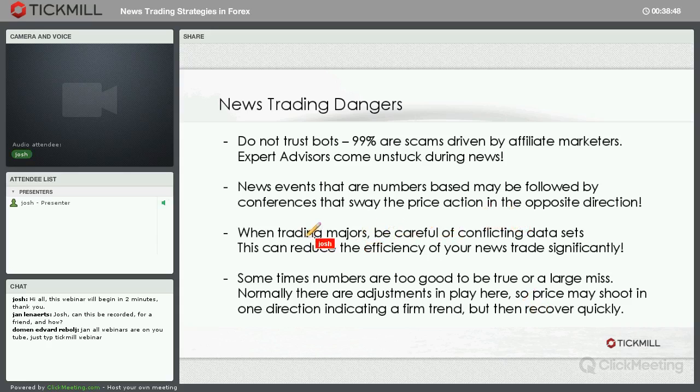Okay, this is a very important point, what I'm going to say next, and this comes from personal experience as well. When you're trading majors, like Euro US dollar, British pound US dollar, which is the cable, be careful, or US dollar Japanese yen for that matter. Be very careful of conflicting data sets. This can reduce and destroy your trades, even if you predicted the trade direction correctly.